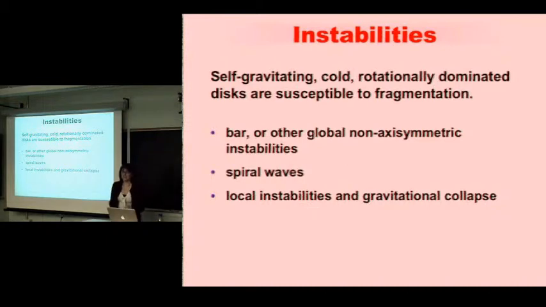Okay, so we have this cold, self-gravitating molecular gas disk, which is rotationally dominated. And these kinds of disks are susceptible to fragmentation. They can develop bar or other global non-axisymmetric instabilities. They can develop spiral waves, and also local instabilities, which can lead to gravitational collapse.